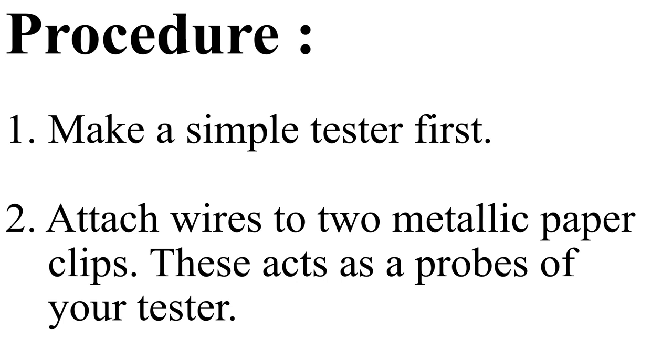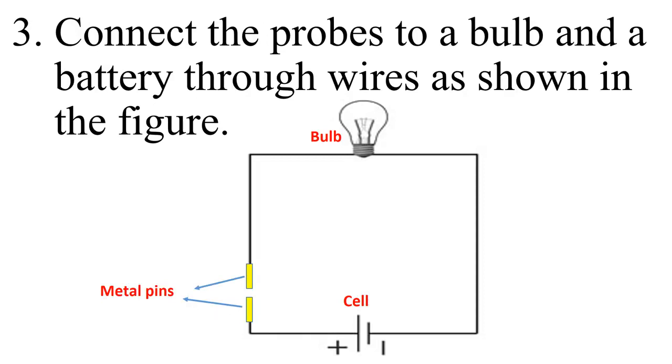Procedure. Number 1, make a simple tester first. Number 2, attach wires to two metallic paper clips. These act as probes of your tester. Number 3, connect the probes to a bulb and a battery through wires as shown in the figure.